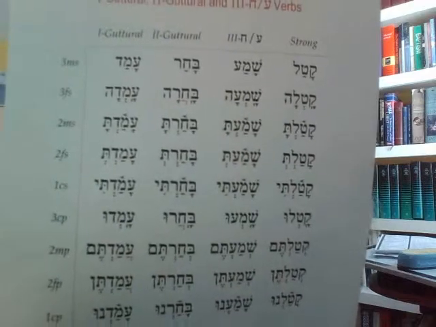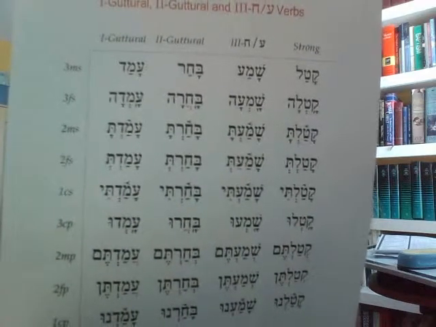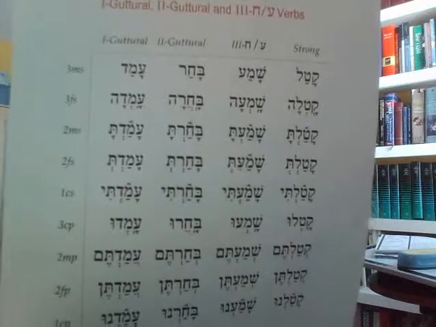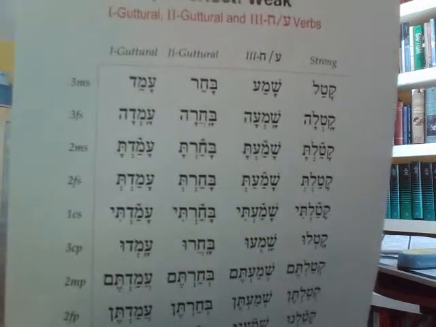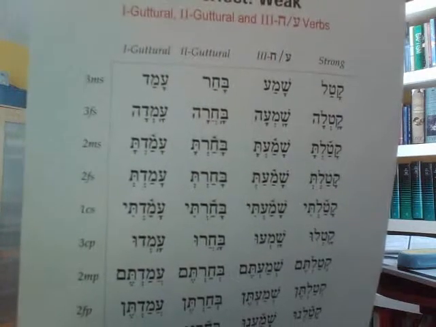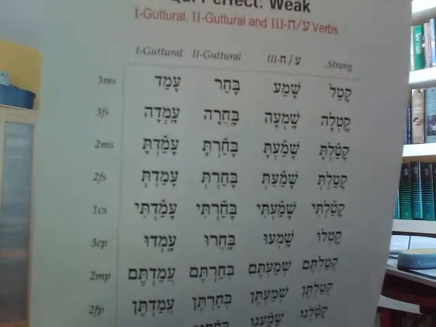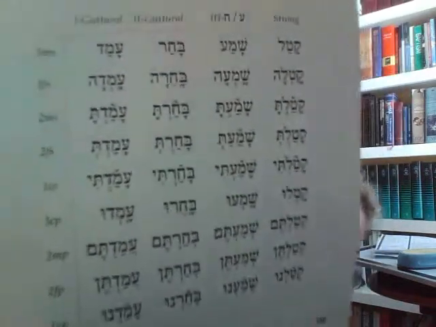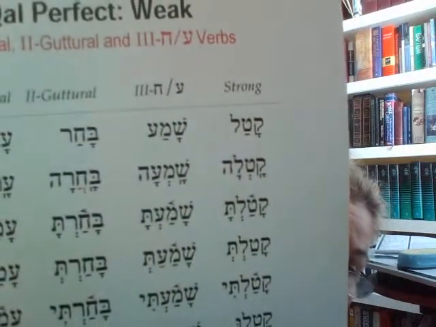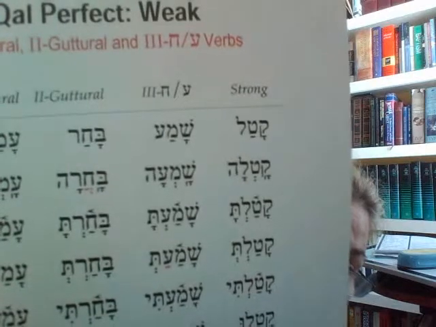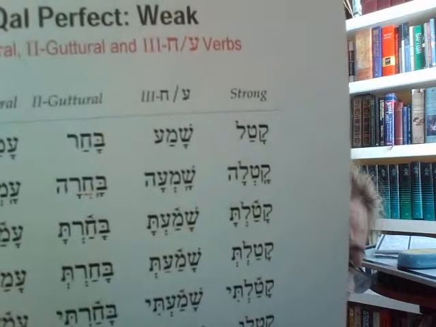In the third het and ayin paradigm, the silent shewa under the guttural of the second feminine singular form changes to a patach. This is the only change that occurs in this weak verb class. So there's no need to memorize the full paradigm for just one change. You can see it right there. The silent shewa changes to a patach.